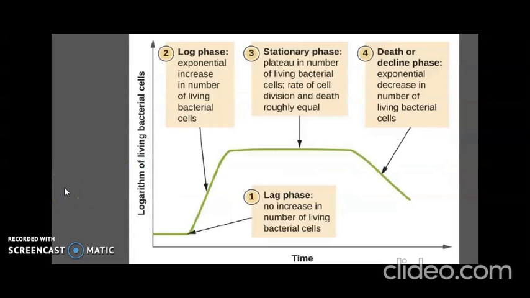So let's once again sum up the phases of the bacterial growth curve. The first one is the lag phase. Here you can see there is no increasing number of living bacterial cells. And then the logarithmic phase, or the exponential phase. Here there is an exponentially increasing number of living bacterial cells. And then it is followed by the stationary phase. In this, it's a plateauing number of living bacterial cells, and the rate of cell division and death are roughly equal, and it is followed by the death or the decline phase. In this phase there is an exponential decrease in the number of living bacterial cells.